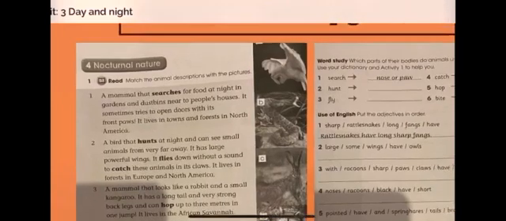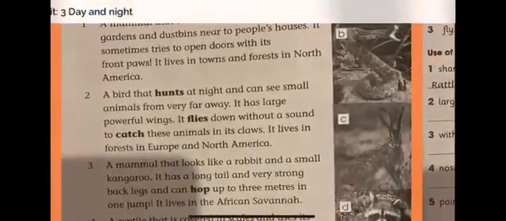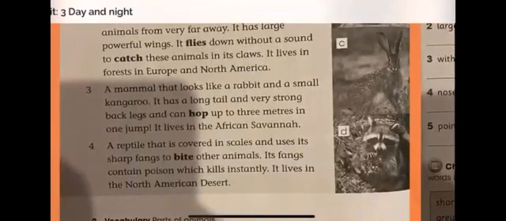The second description is a bird that hunts at night. Remember, it's written: a bird that hunts at night and can see small animals from very far away. It has large, powerful wings. Birds do have wings and feathers. It flies down without a sound to catch other animals in its claws. Claws is used for the feet of birds. It lives in forests in Europe and North America. Now which animal is this one?